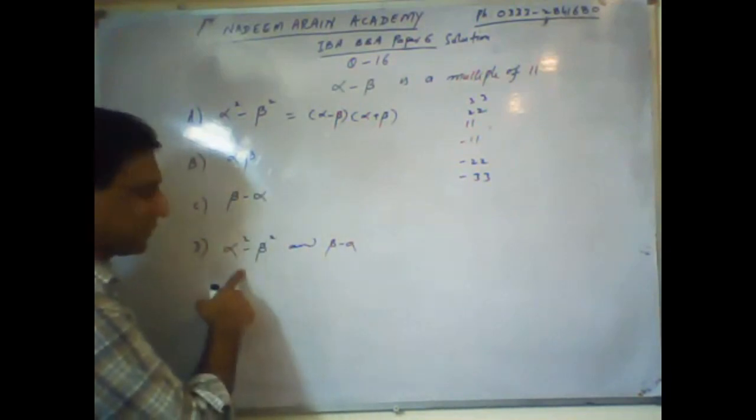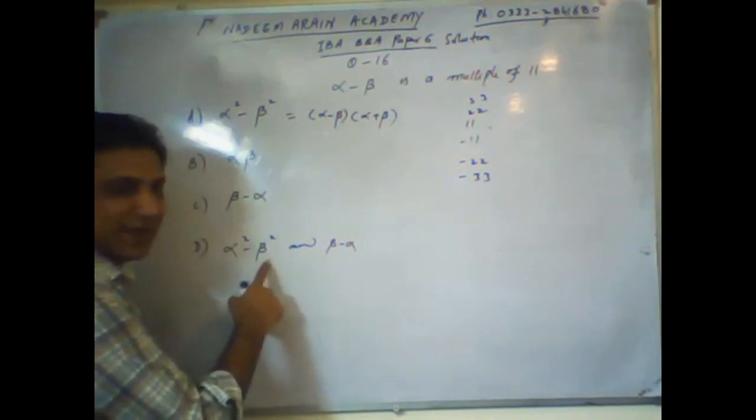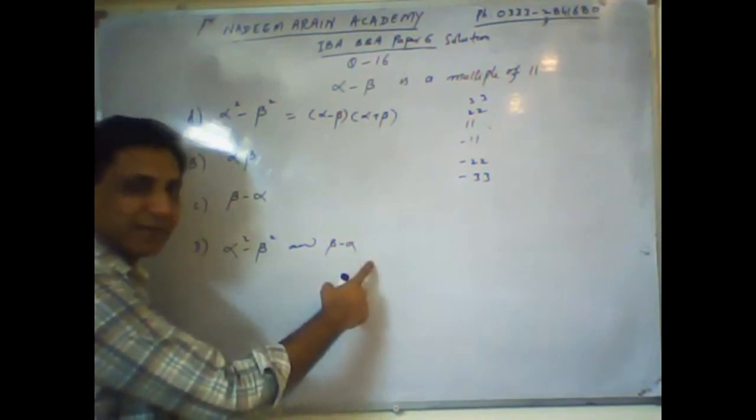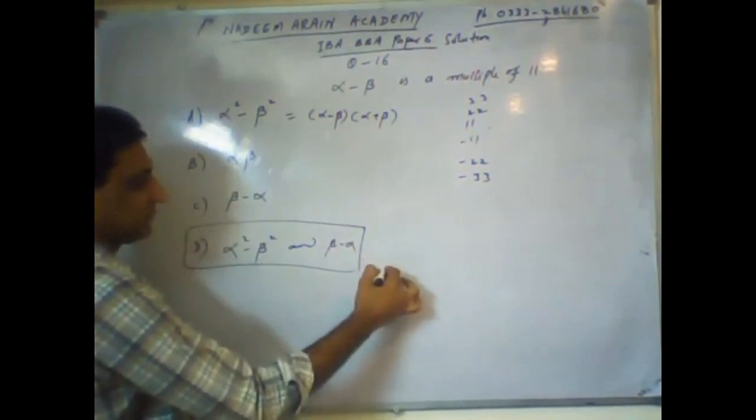But we have this option where both options are there. So alpha squared minus beta squared and beta minus alpha, both are multiples of 11. So option D is your answer.